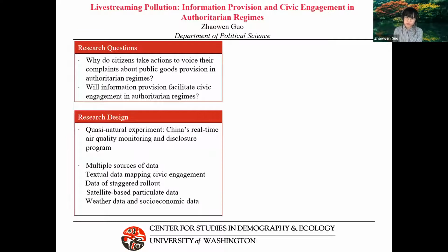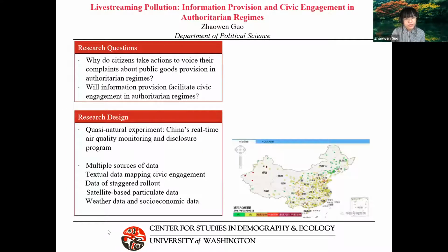I use multiple sources of data in this project. First, I use web scraping and NLP techniques to retrieve the petition data and map civic engagement in the environmental domain, which is my outcome variable. Then I look at the data of automation dates to capture the intervention of treatment. Then I use satellite data to capture the ground level air pollution, which is mostly non-manipulable by human beings. I then include weather data and socioeconomic data as controls. Here is a screenshot of what it looks like.